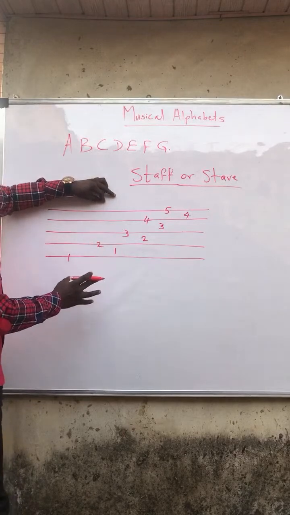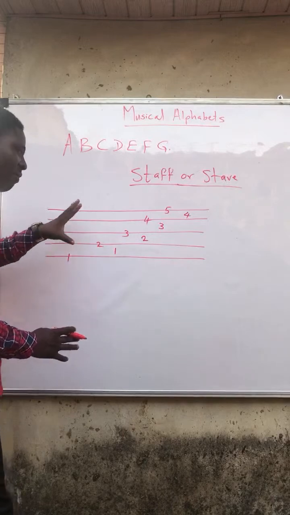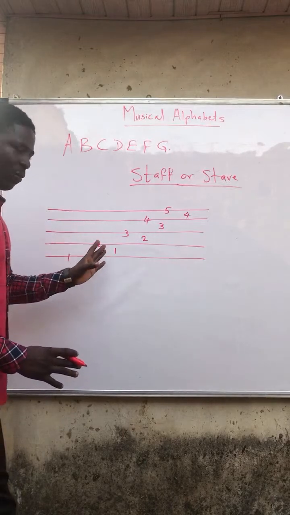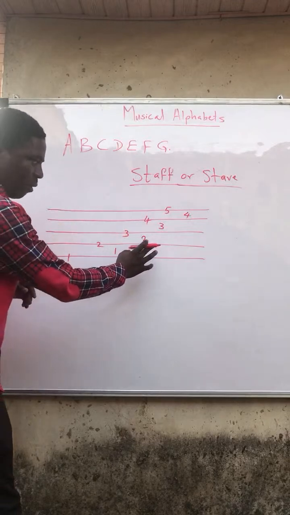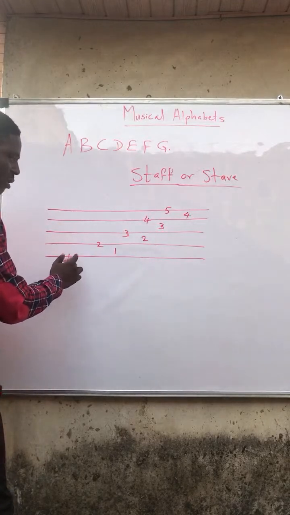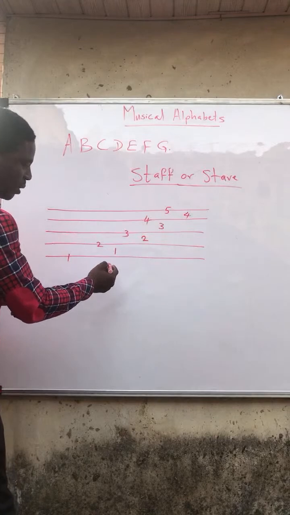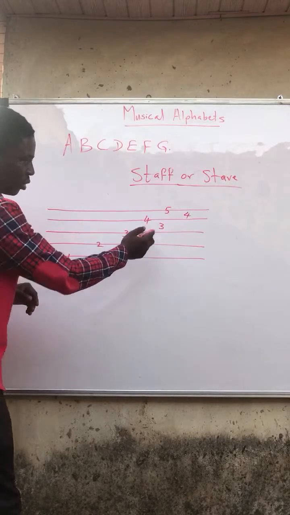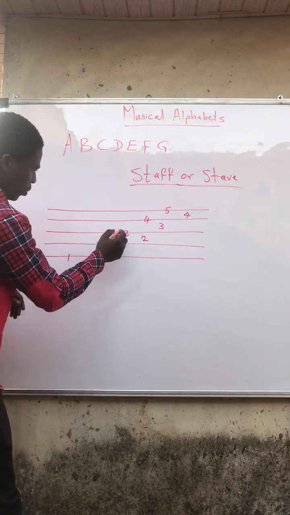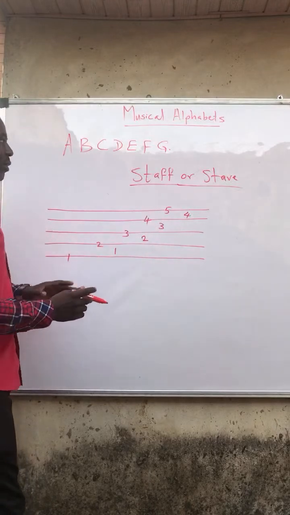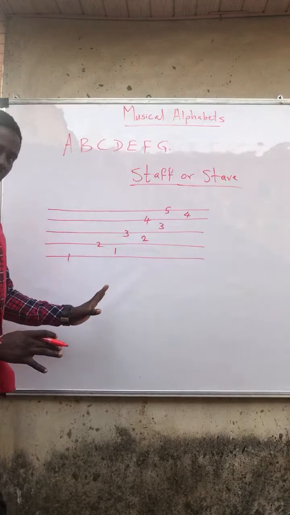the lines and the spaces. So I said we have 5 lines and 4 spaces. Lines are counted from the bottom to the top, and the spaces are counted from the bottom to the top. Space 1, space 2, space 3, space 4. Line 1, 2, 3, 4, and 5. So that is that about these on the board.